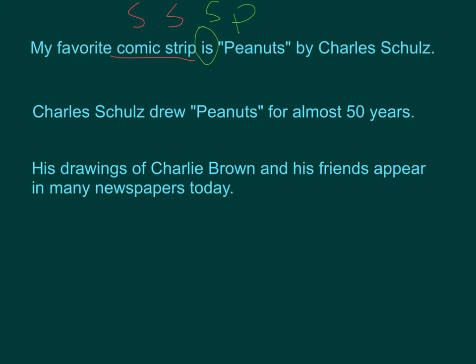Next example, we have Charles Schulz drew Peanuts for almost 50 years. What is the verb? The verb is "drew." So "drew" is the simple predicate. What is the subject? Ask yourself who or what plus the verb. Drew, who drew? Charles Schulz drew. So Charles Schulz, his full name, would be the simple subject.